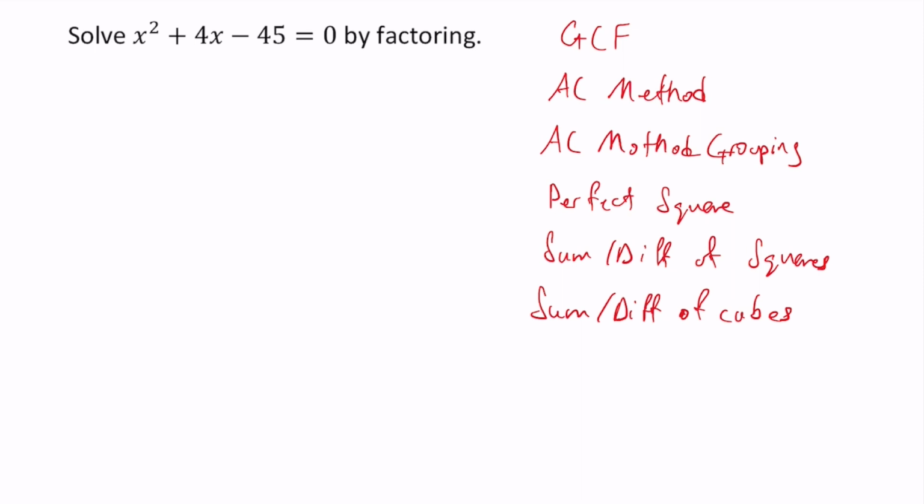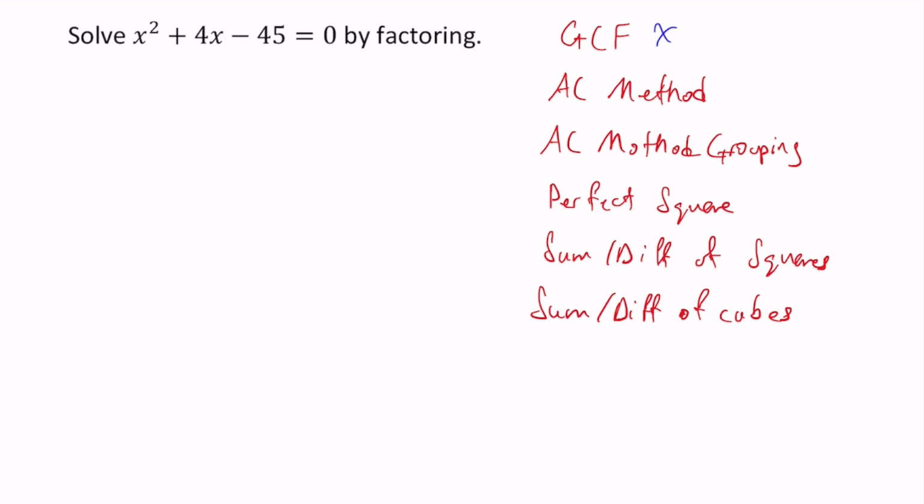For greatest common factor, we look at each of the terms and see if there is a common factor. Well, the first two terms have an x, and the last term doesn't have an x. As far as the coefficients, none of them have a common factor. Clearly 4 and 45 don't have a common factor. So GCF is not the method that we want to use.